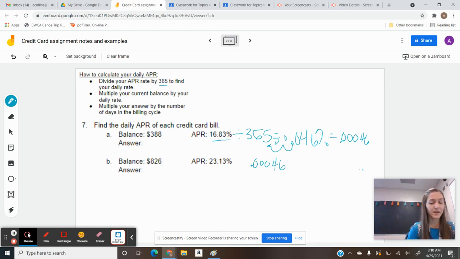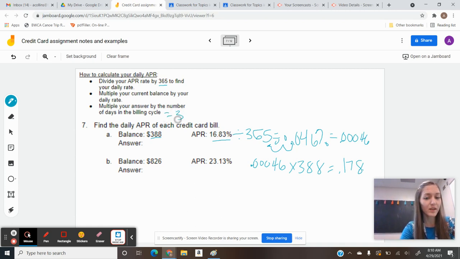All right, so I'm going to take that teeny tiny decimal and multiply it by my balance. That's going to tell me how much extra I'm being charged per day in that billing cycle or that month. And when I do that, I get 0.178. All right, so that's how much I'm being charged per day in that billing cycle.